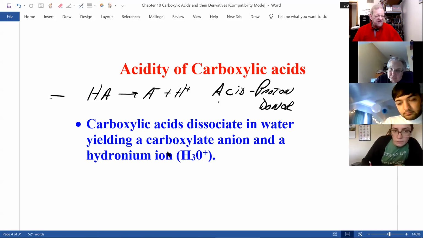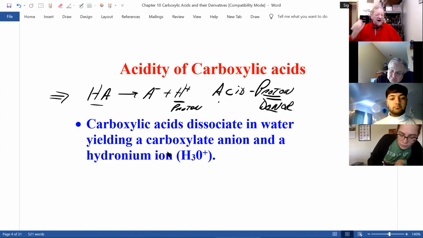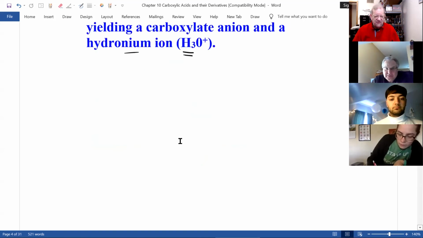From general chemistry, HA is any acid, and it'll dissociate to this where it gives up a proton. And any acid is a proton donor. And carboxylic acids are proton donors because they can donate a proton to water to form the hydronium ion. And let's see if I have it on the next slide.